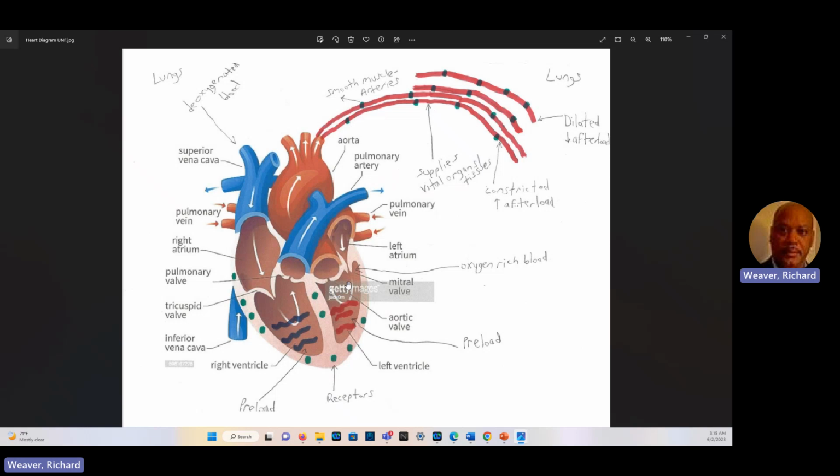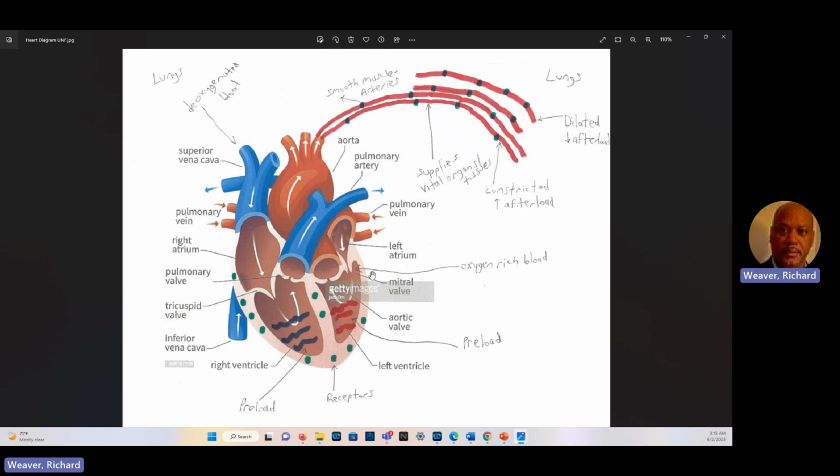What also contributes to afterload is the diameter of the arteries. When the arteries are constricted, there's an increase in afterload. When arteries are dilated, as you can see here, then the resistance is lower, and so the afterload is lower. What we can manipulate is the diameter of these blood vessels.